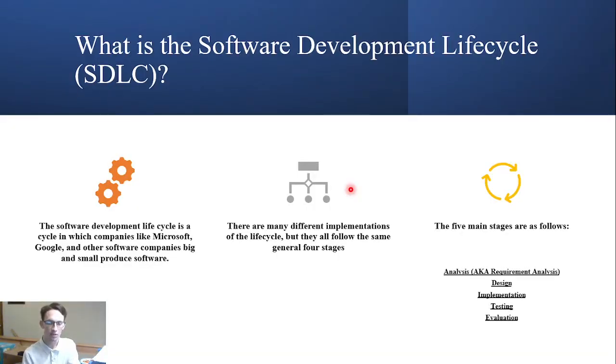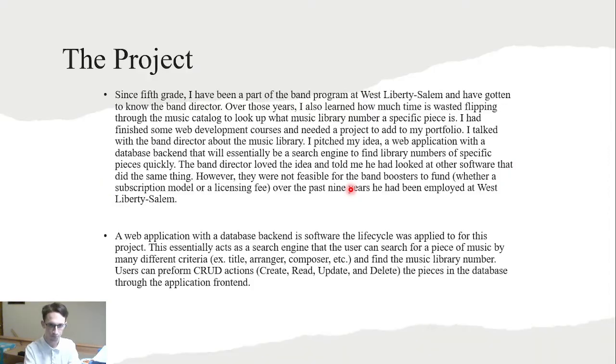So, before really diving into things, I wanted to explain what the SDLC, also known as the software development lifecycle, really is. It is a cycle that a lot of developers, big and small, from companies like Google, Microsoft, or just independent people like me, follow when they go to build an application from start to finish. There are 5 main stages of this cycle. They are as follows: analysis, also known as requirement analysis, design, implementation, testing, and evaluation.